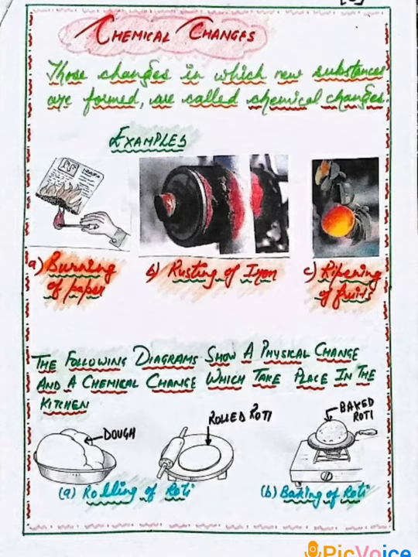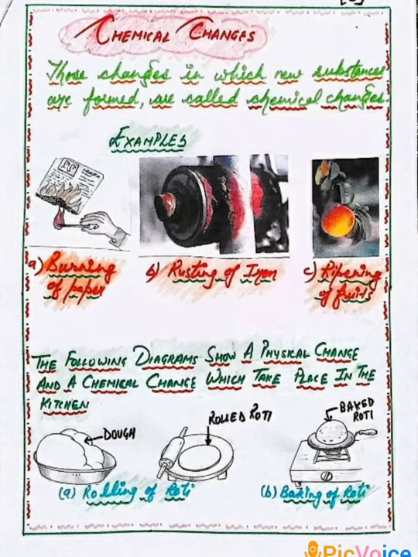Some common examples of chemical changes are burning of a magnesium wire, burning of paper, rusting of iron, ripening of fruits, formation of curd from milk, and cooking of food. So, some of these chemical changes are discussed.